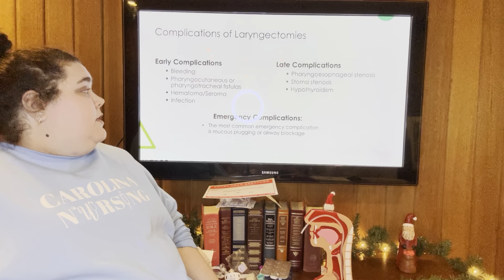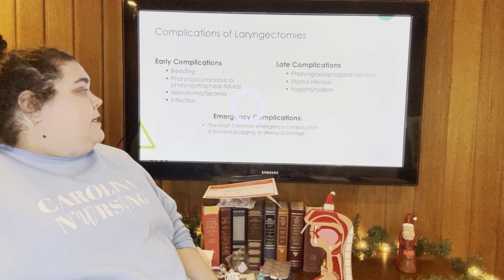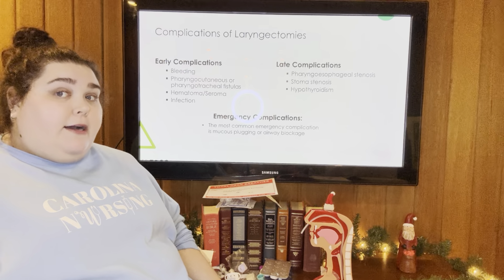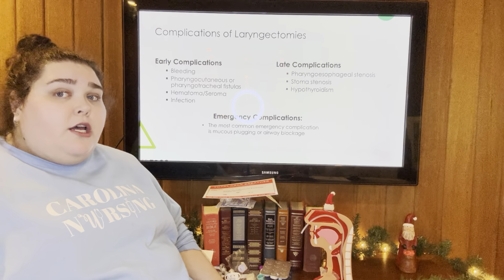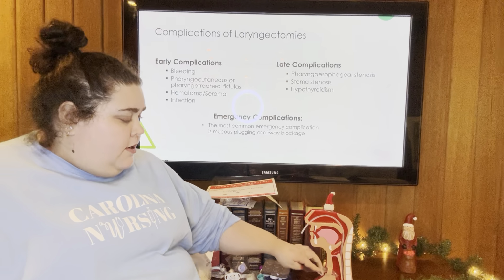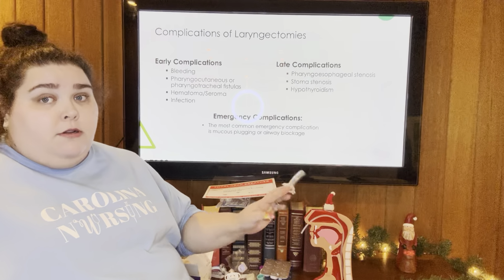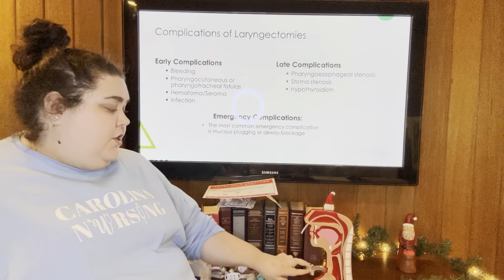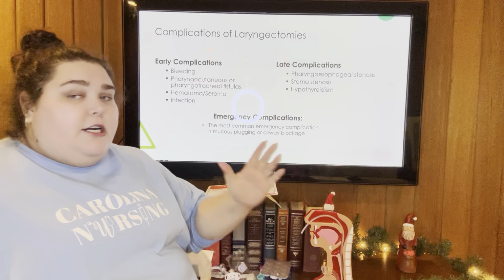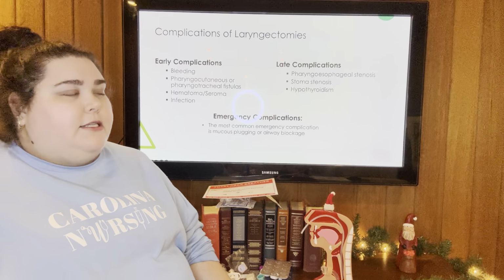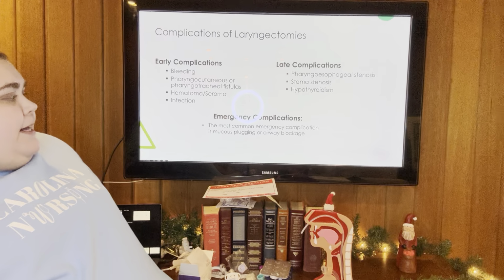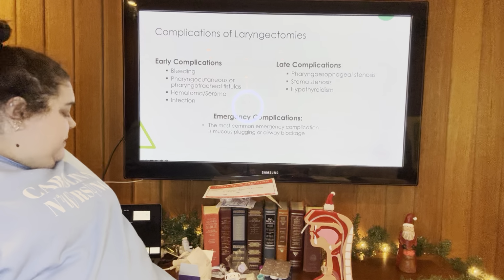The most emergent complication is going to be mucus plugging or airway blockage. So that's going to be similar to the tracheostomy. You're going to want to first start with the tube and first make sure there's no blockage in the tube. And if that is clear, then look lower in the airway and manage it very similarly to a tracheostomy, how you would manage a lower airway mucus plug.